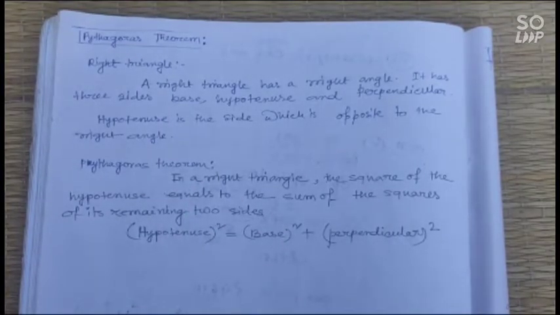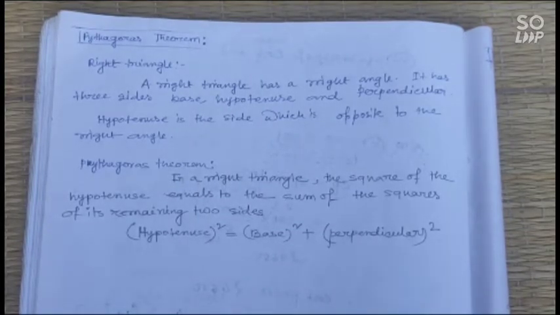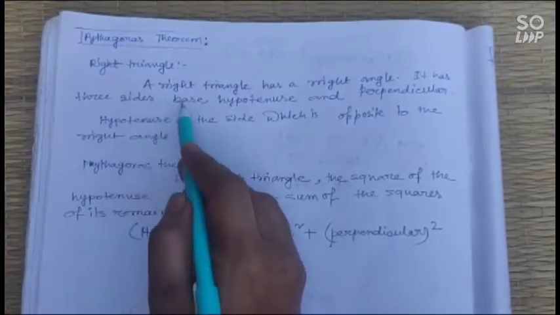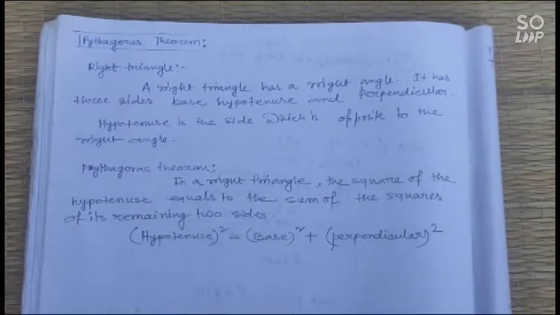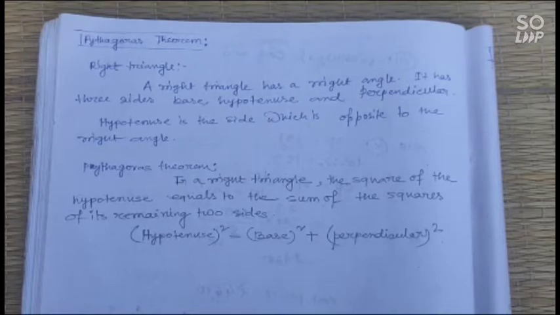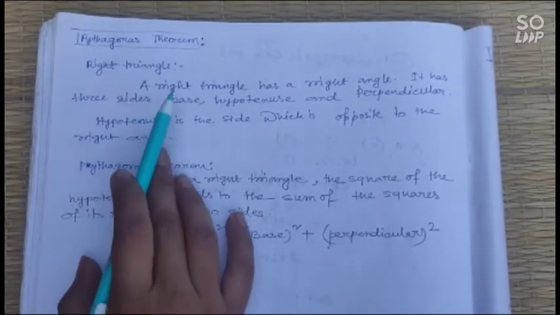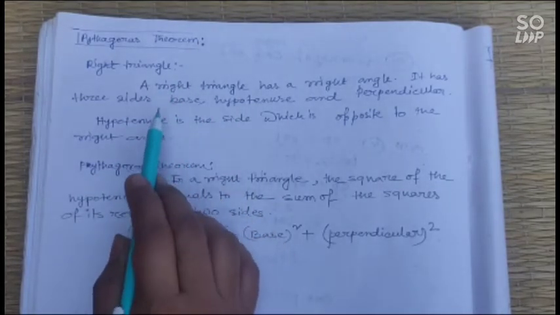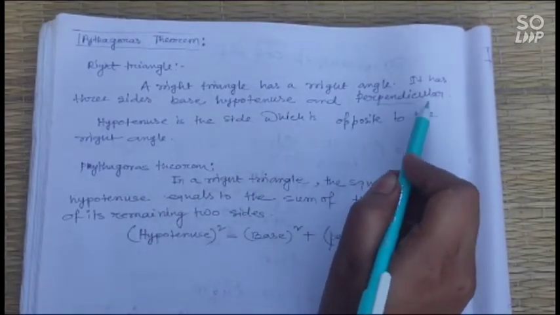What is called right triangle? You know that when any angle of a triangle is 90 degree, then that triangle is called right triangle. So a right triangle has a right angle. Right angle means 90 degree angle. It has three sides. So like triangle, a right triangle has also three sides. So the name of the three sides are base, hypotenuse and perpendicular or height.